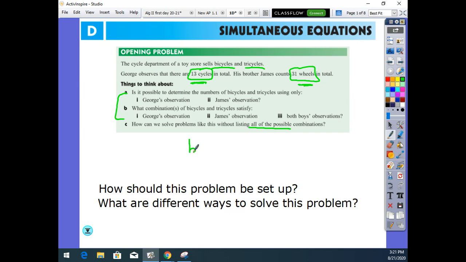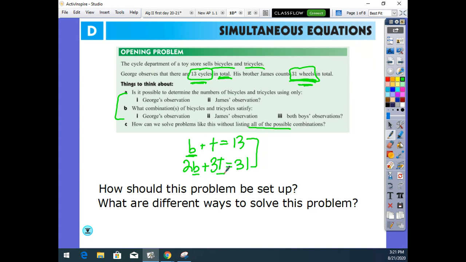So we have bicycles and tricycles. If there's a total, that means I'm going to add them together to get 13. How do we figure out the wheels? Well, bicycles have 2 and tricycles have 3 to get 31 total. Now you see we have 2 equations with 2 variables.